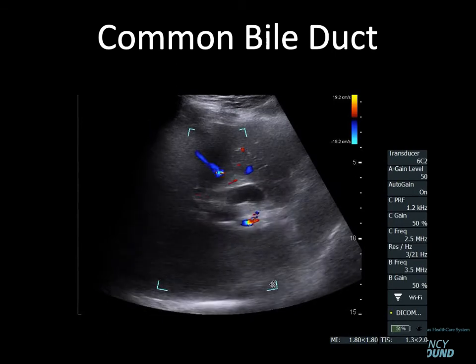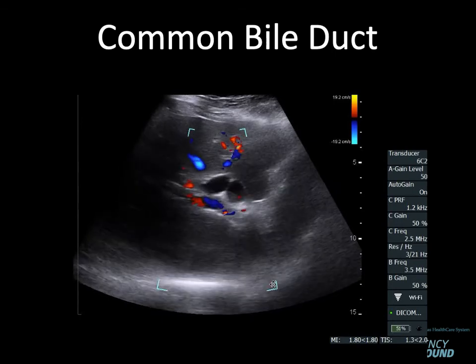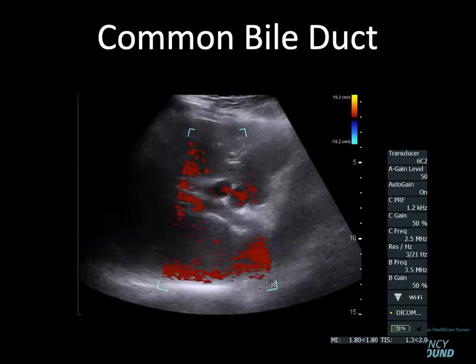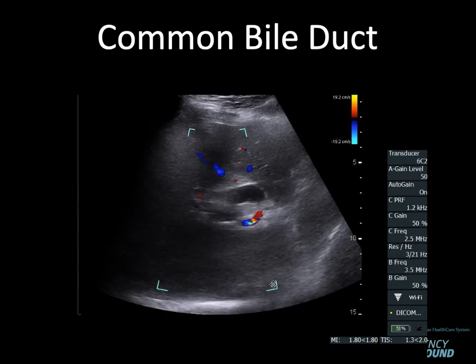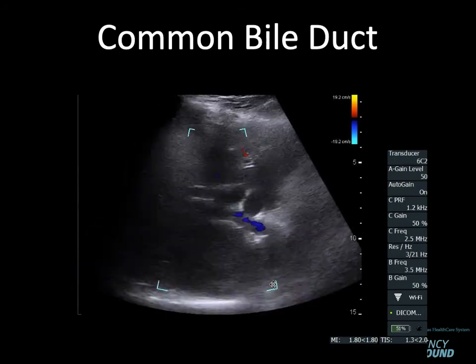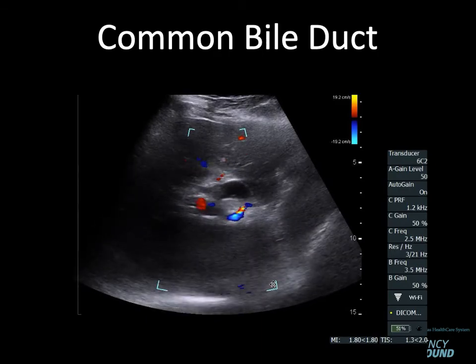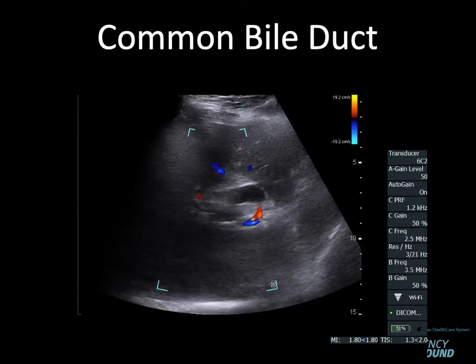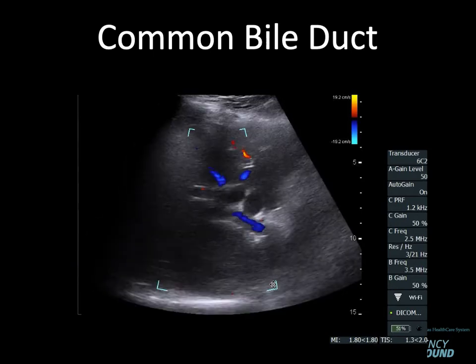So this one is huge right here. Normally the common bile duct is 4 millimeters, and that's inner wall to inner wall, so very small. Right here, actually, there's a name for this. If we look closely, we're seeing the portal vein and then the common bile duct right on top of it, and they look about the same size, or the common bile duct actually looks a little bit bigger here, and that's something we call the double barrel sign.